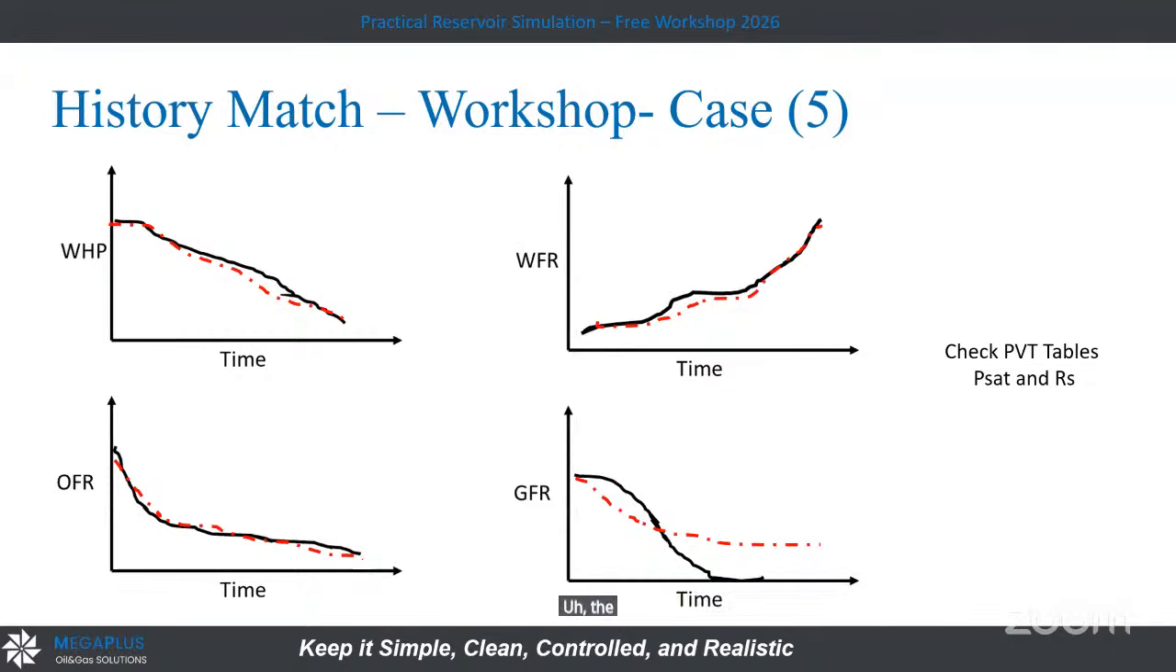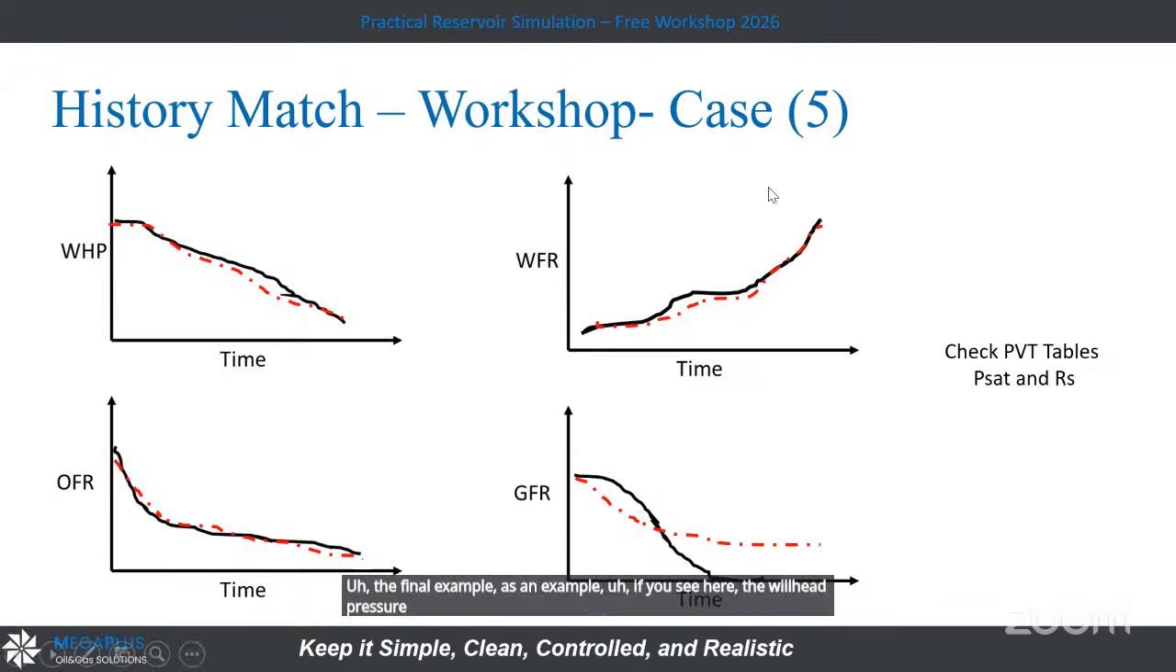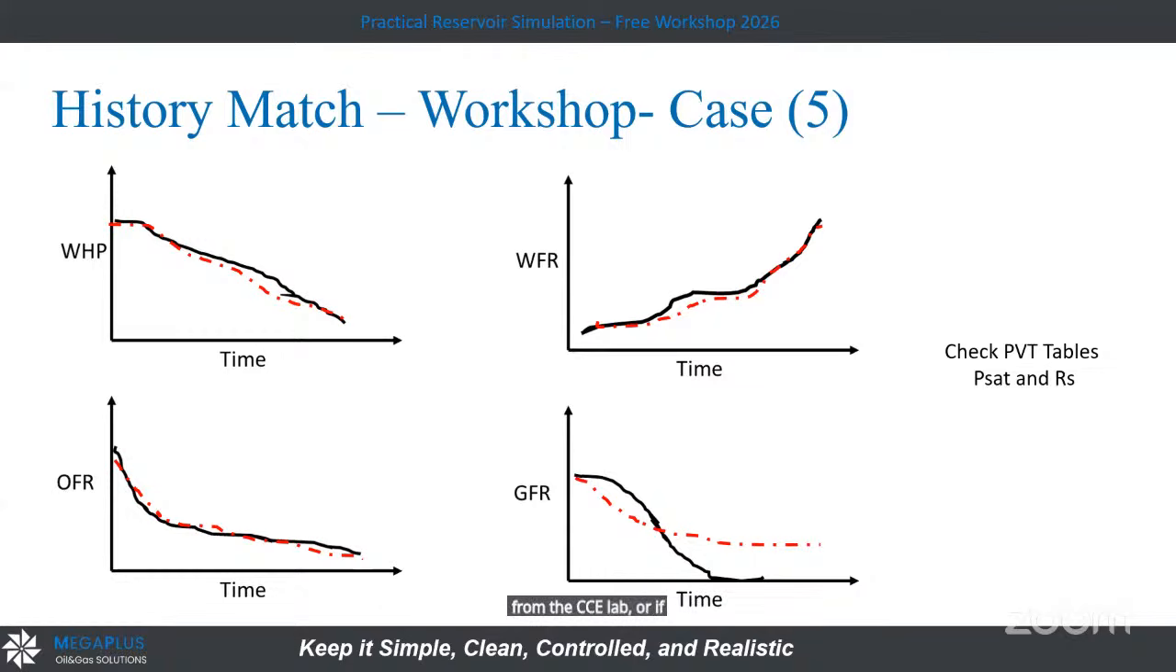The final example: if the wellhead pressure, the oil flow rate and the water flow rate match, and the gas flow rate can't match, this means that the fluid property that I inserted has something wrong. If it's a black oil simulator, I have to check the dissolved gas that I put from the CCE lab, or if it's compositional, then I have a problem in the equation of state. But it's an oil, so it could be a black oil simulator, so I have to check the lookup tables that I inserted in the fluid properties.